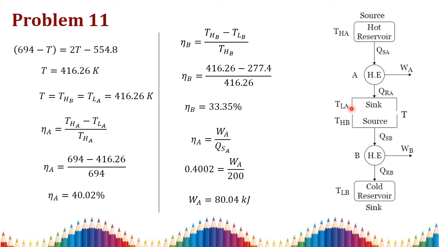For the second question, we need to find the efficiency of each engine. First, the efficiency of heat engine A, and second, the efficiency of heat engine B. The efficiency of heat engine A, by the Carnot formula, will be THA minus TLA divided by THA, between the two temperatures. THA we know, and TLA we found here. Substituting those values, the efficiency of engine A is 40.02%.